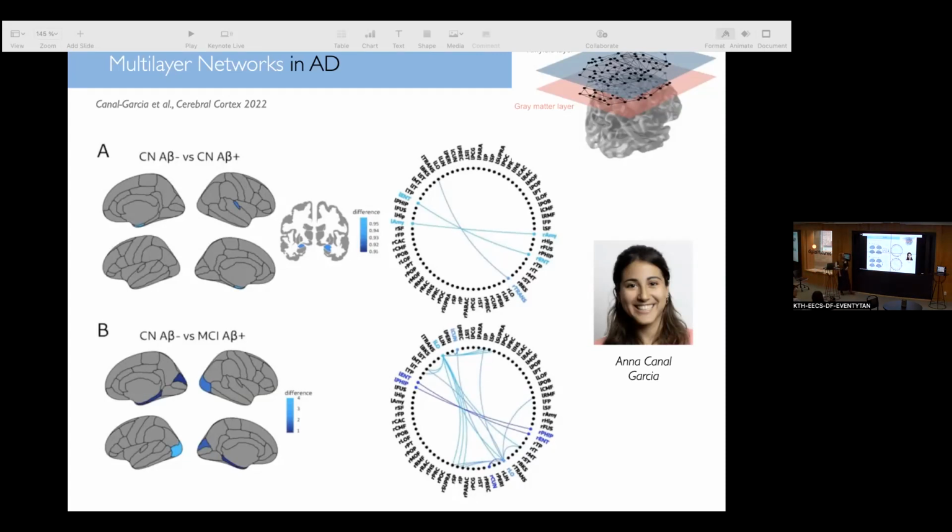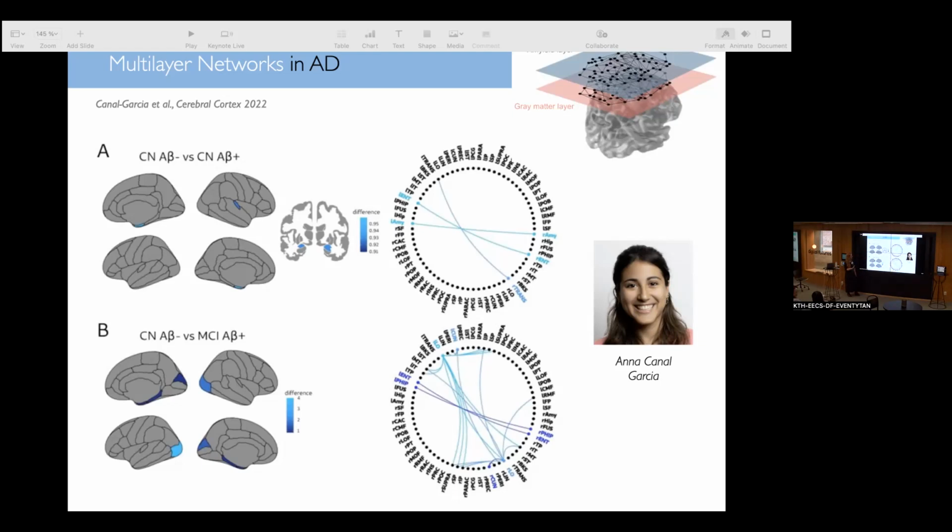And here, a multi-layer network is a network composed of different layers in which each layer, in this case, corresponded to a different imaging modality. It can correspond to other kinds of data, but it's normally used by combining different imaging modalities, and it looks pretty much like that figure that Anna did. So in this study, we took a look at a multi-layer network, one that was composed of amyloid PET data and the other one of gray matter data.